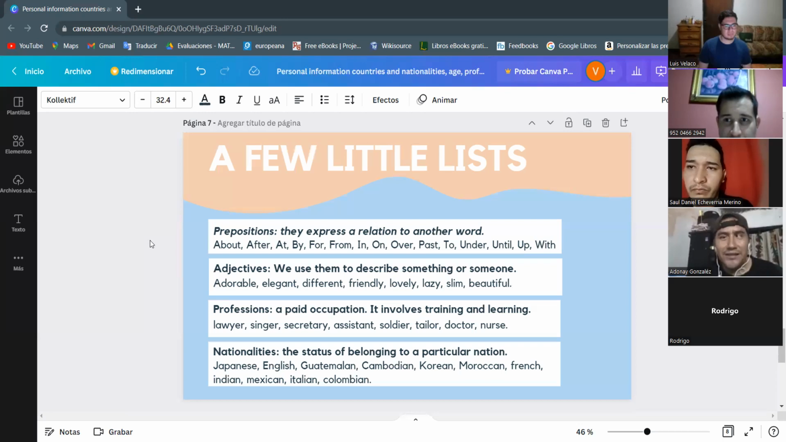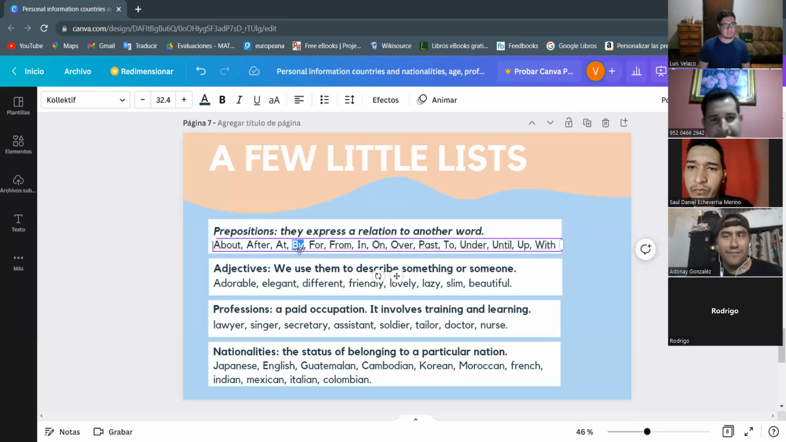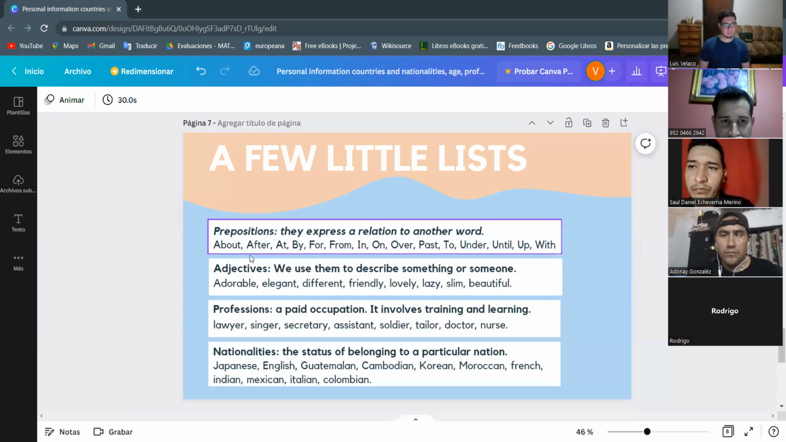Preposition. They express a relation to another word. About, after, at, before, from, in, on, over, past, to, under, until, up, with. Good. Okay. This one is pronounced like by. By. Yes. Good. It's not necessary for you to learn this right now because we're not supposed to cover that topic now, but it's just for you to be able to recognize it in a sentence.